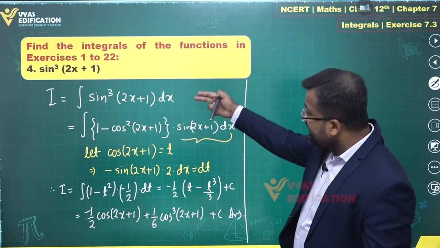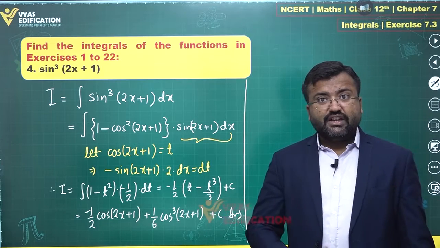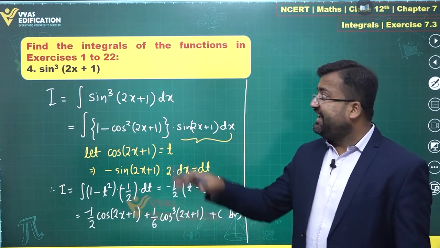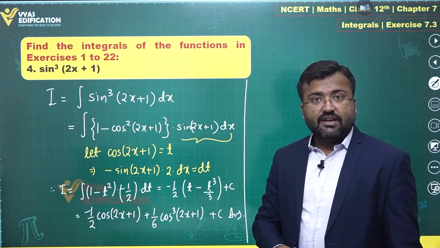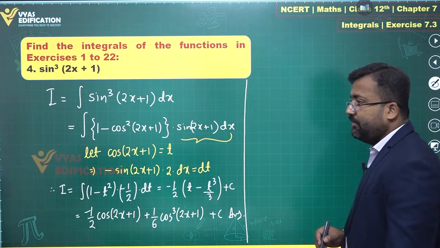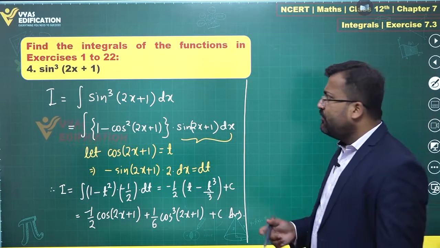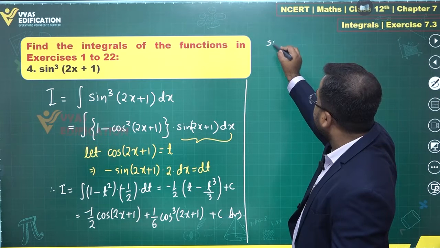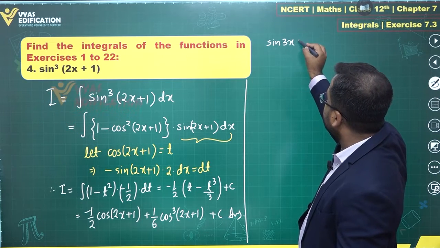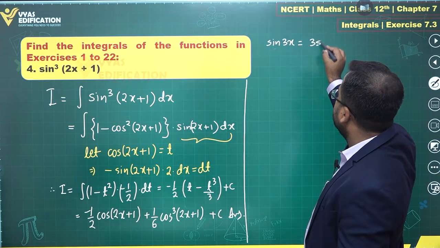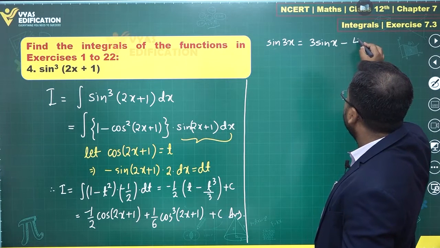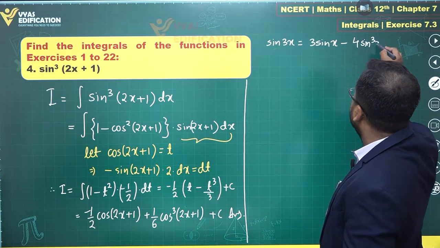But it is using this idea of substitution. We can follow another approach for integrating sine cube of something, right? Sine cube of that linear polynomial. So sine cube can be converted with the help of this particular result. Sine 3x is equal to what? This is 3 sine x minus 4 sine cube x, right?